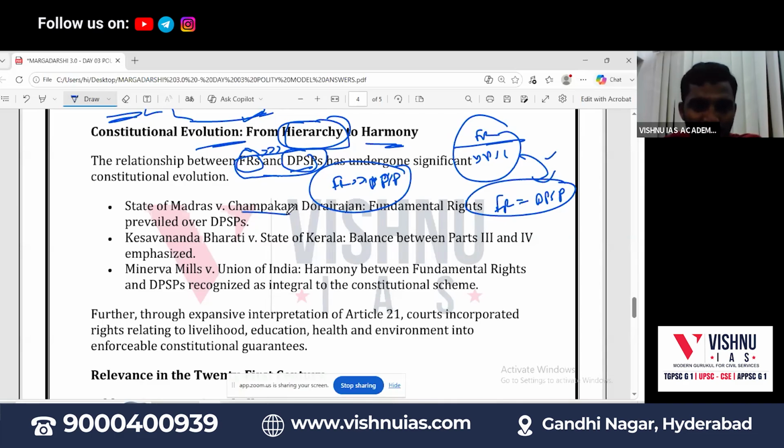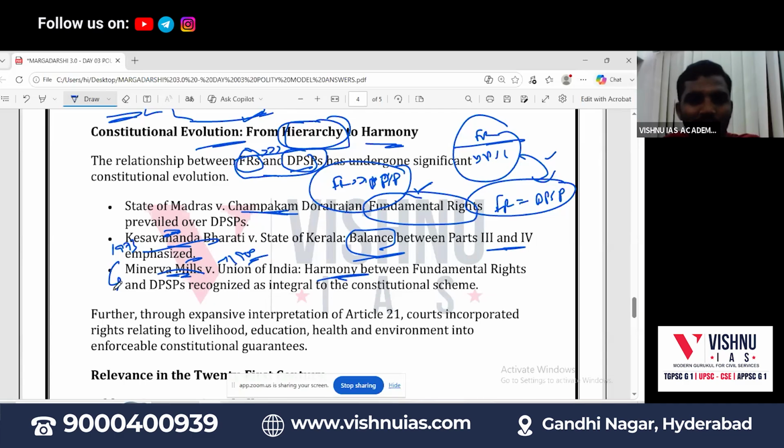This is the idea. From here to here, how the evolution happened. If you see the first, Champakam Dorairajan case, you might have already studied. In this case, the Supreme Court said fundamental rights are important, not the DPSPs. But when it comes to 1973, the Kesavananda Bharati case, what did the Supreme Court say? No, there should be a balance between fundamental rights and the DPSPs. And the same thing was repeated in the Minerva Mills case also. This is in 1980.